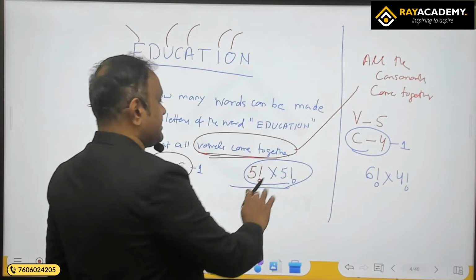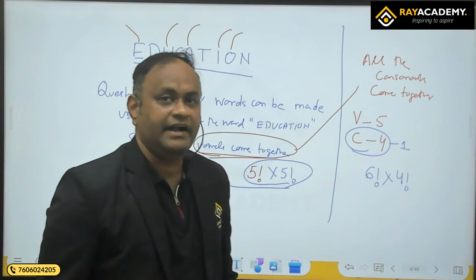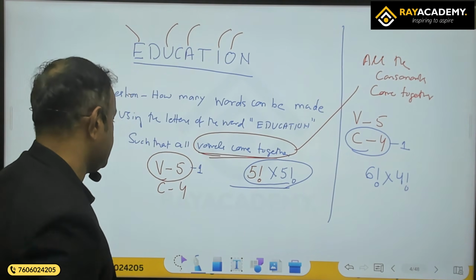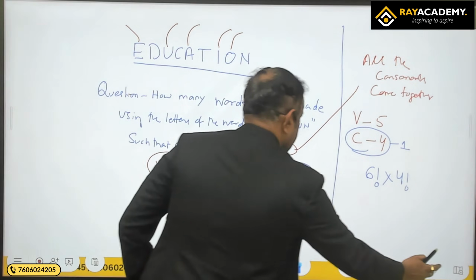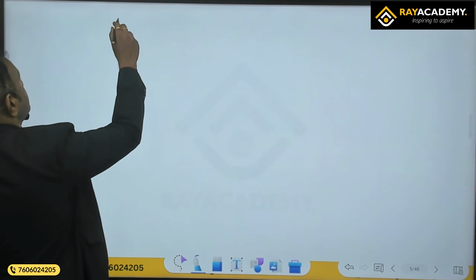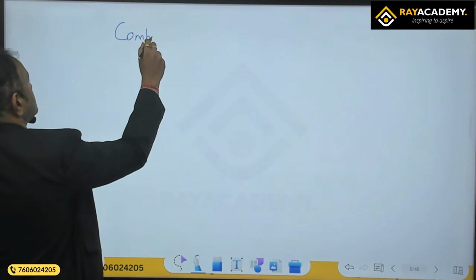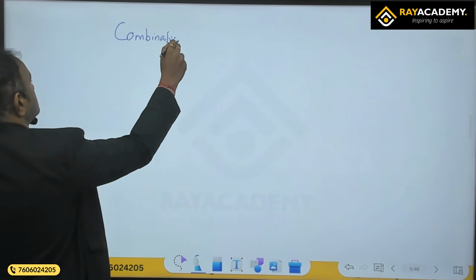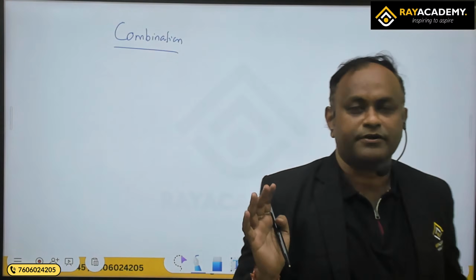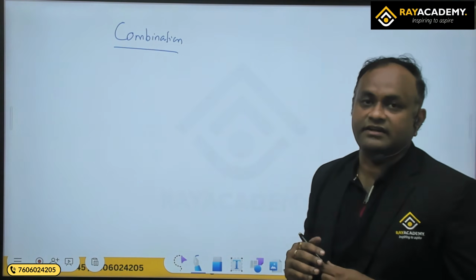So this is the difference. It is 5 factorial into 5 factorial when the vowels come together, and 6 factorial multiplied with 4 factorial when the consonants come together. Okay, so this is another concept. Next we will see, this is the arrangement what we have seen. Now combination. So far it is a permutation. Permutation means arrangement. Combination means it's a selection.